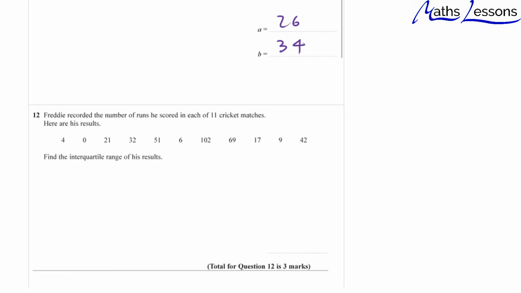Okay, so let's have a look at this question. We need to put these in order of size first. Can't do anything with this until you put them in order of size because you can't find the middle values or the quartiles. So we know we've got 0, cross off the numbers as you go along, 4, 6, 9.